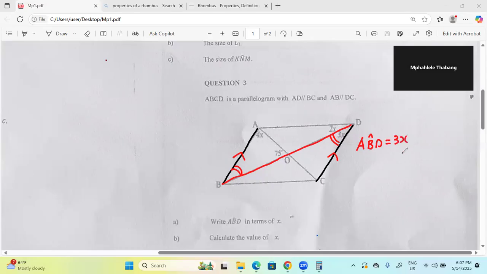What is the reason? The angles that form a Z shape are called alternate angles. You say this ABD is equal to CDB, which is 3x. The reason is alternate angles. Alternate angles are equal, and then you specify the parallel lines you have used. You know that AB is parallel to CD. So this angle here is 3x.